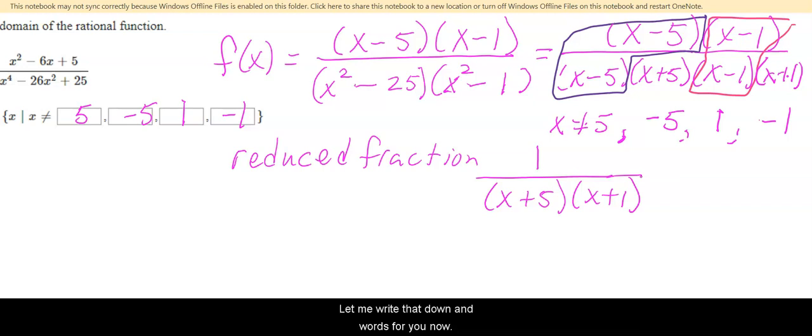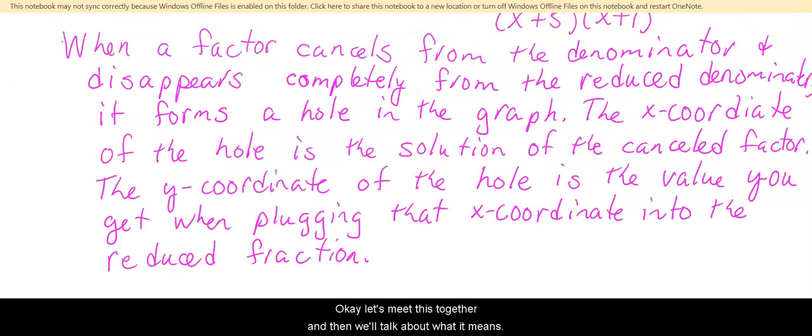Let me write that down in words for you now. Okay, let's read this together and then we'll talk about what it means. When a factor cancels from the denominator and numerator, but disappears completely from the reduced denominator, it forms a hole in the graph, like a pothole in the road. The x-coordinate of the hole is the solution of the canceled factor. The y-coordinate of the hole is the value you would get when you plug that x-coordinate into the reduced fraction. Now, a pothole in the road or a hole in the graph is literally what it sounds like.